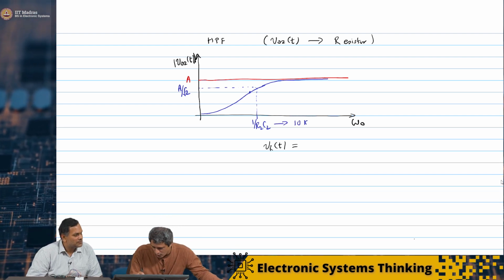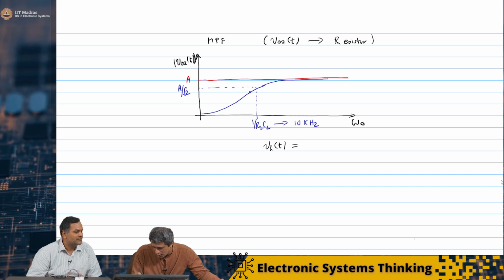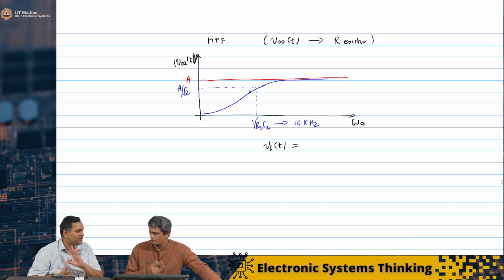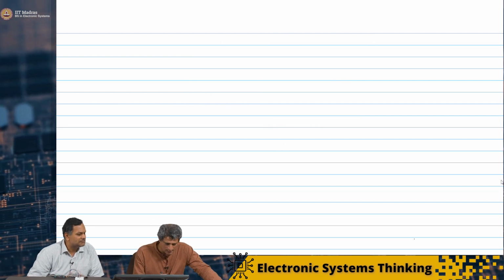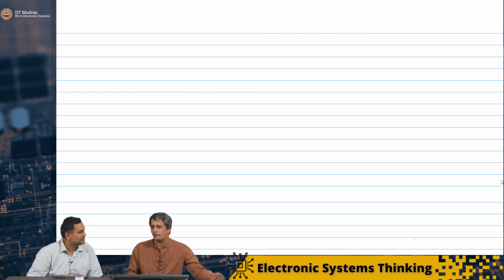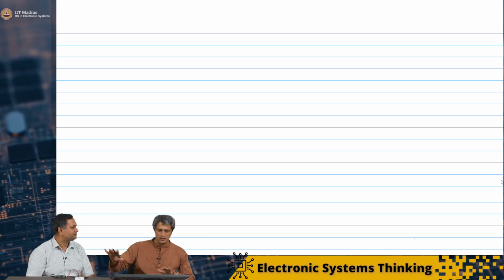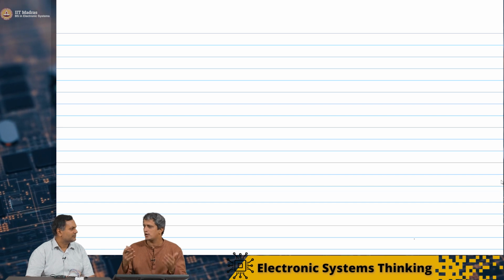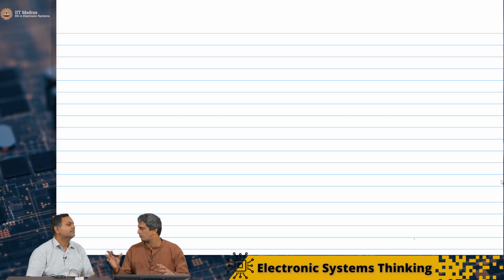So this will correspond to some 10 kilohertz. Most likely some 1 by 2 pi R2C2 or something like that will be 10 kilohertz. Now, this mid frequency is neither too high nor too low. So maybe we want to amplify frequencies from 1 kilohertz to maybe 6 kilohertz or something like that.